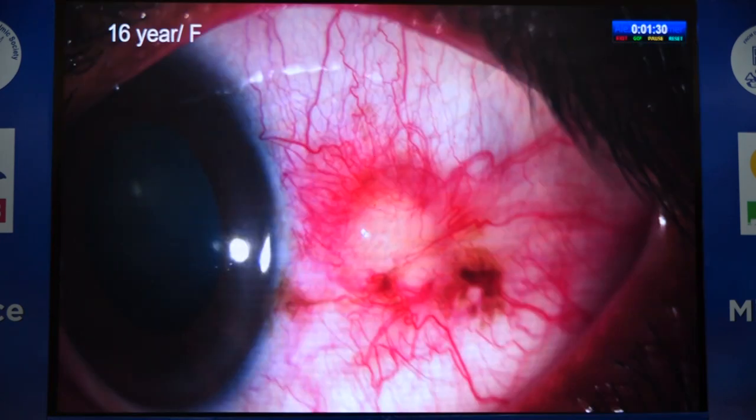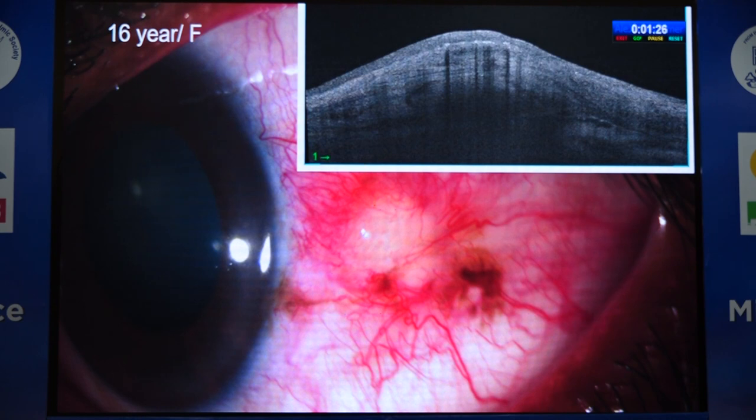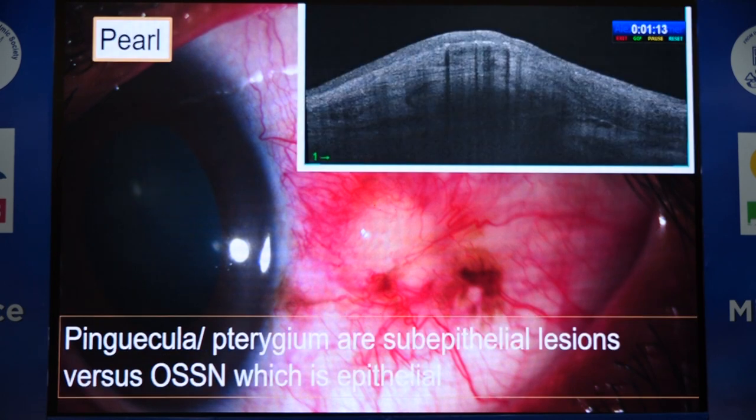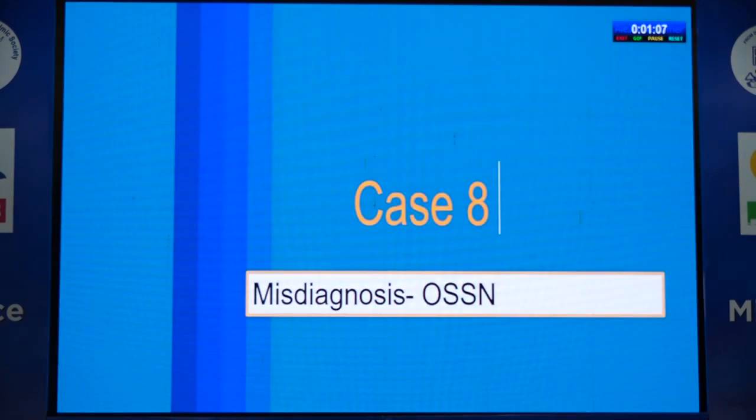Again, diagnosed as OSSN. What do we see here? A 16-year-old female. The lesion is subepithelial. Whenever in doubt, ASOCT is extremely helpful in our clinics. So this is nothing but a pinguecula with inflammation. Pinguecula and pterygium are subepithelial lesions versus OSSN, which is epithelial.